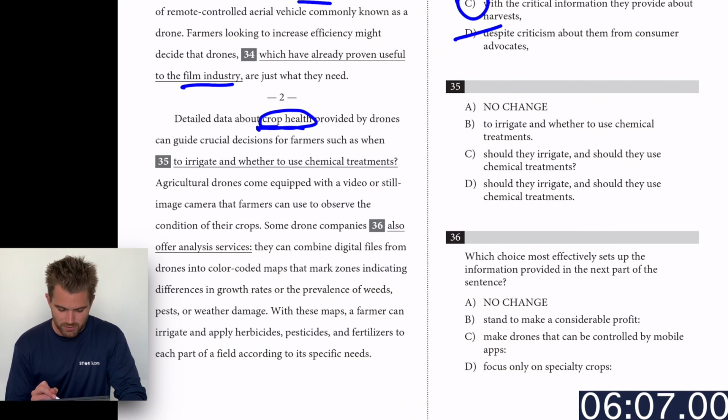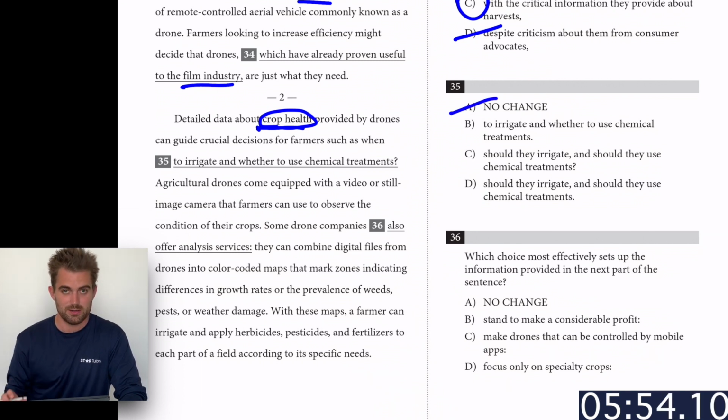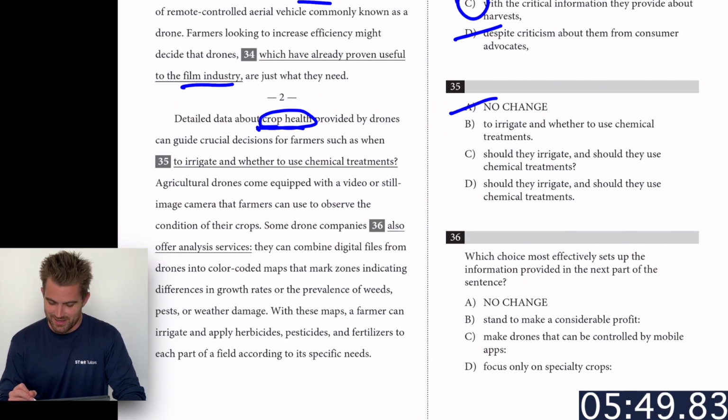Detailed data about crop health provided by drones can help crucial decisions for farmers, such as when to irrigate and whether to use chemical treatments. It's not a question. It's not Ron Burgundy, right? You don't have a question at the end of that sentence. To irrigate and whether to use chemical treatments. That's right. No, it's got to be B, right? That still sounds right. You just don't need the question mark at the end.